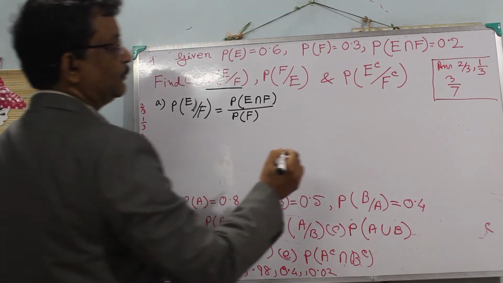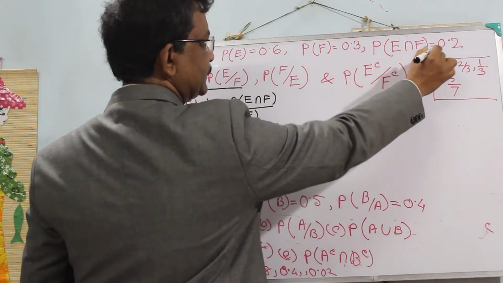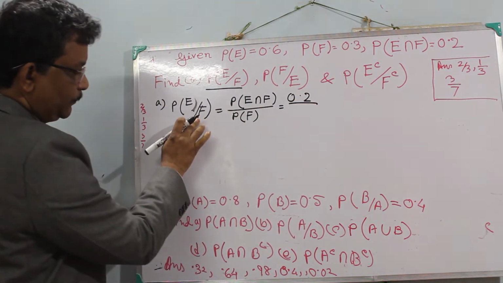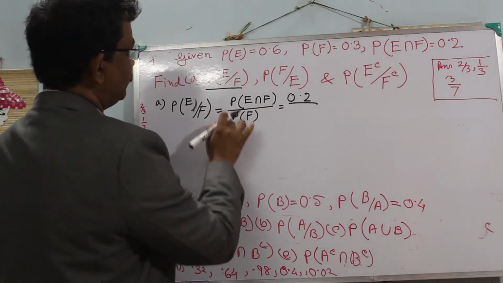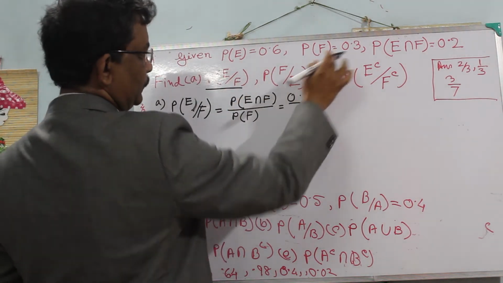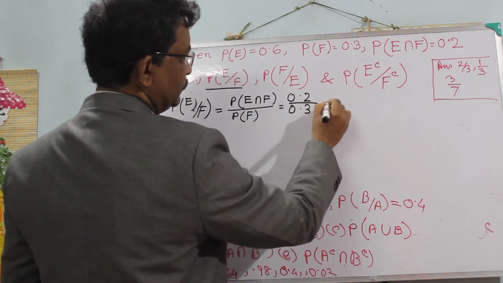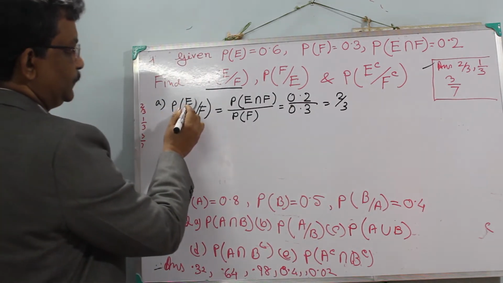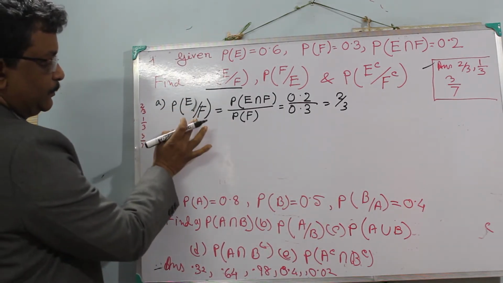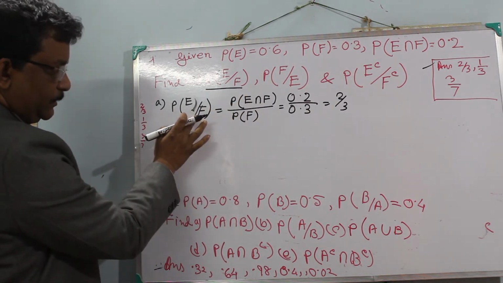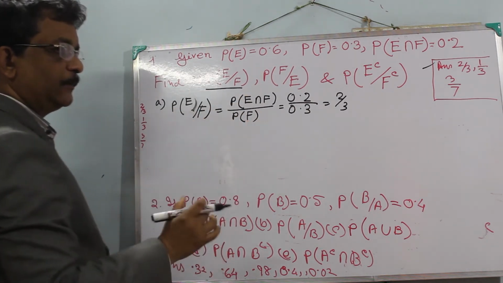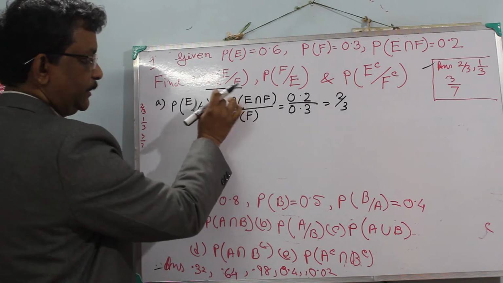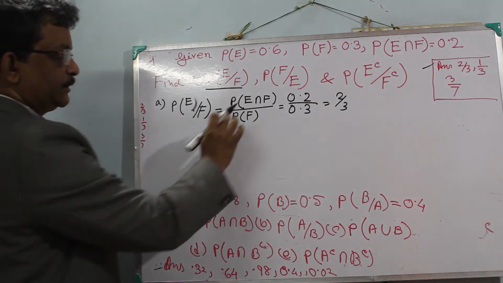So it is given probability of E intersection F, 0.2, divided by probability of F. Probability of F is 0.3. So it is 2 by 3. So A is probability of E when F has occurred. Always first intersect, then which has occurred. If the probability of F or number of elements of set of the event F, and here number of elements of E intersection F.